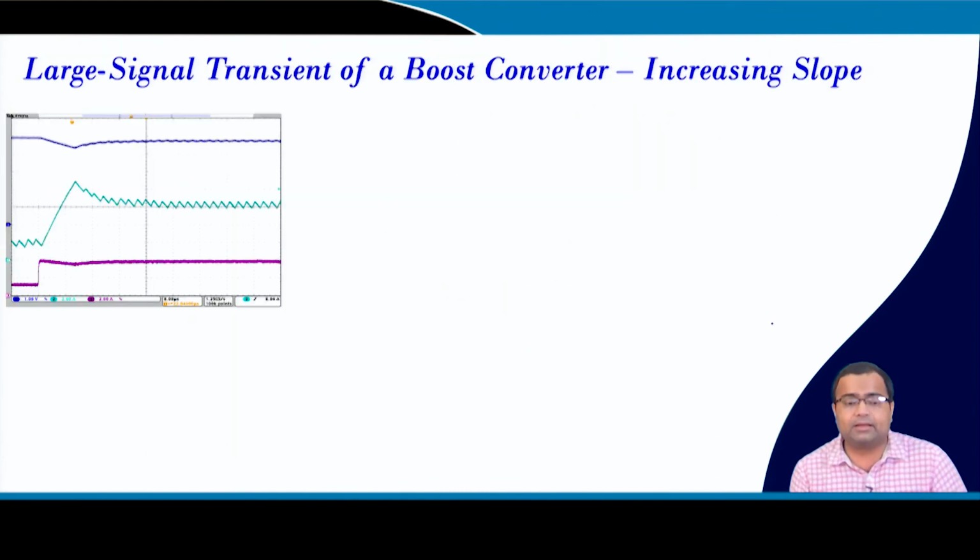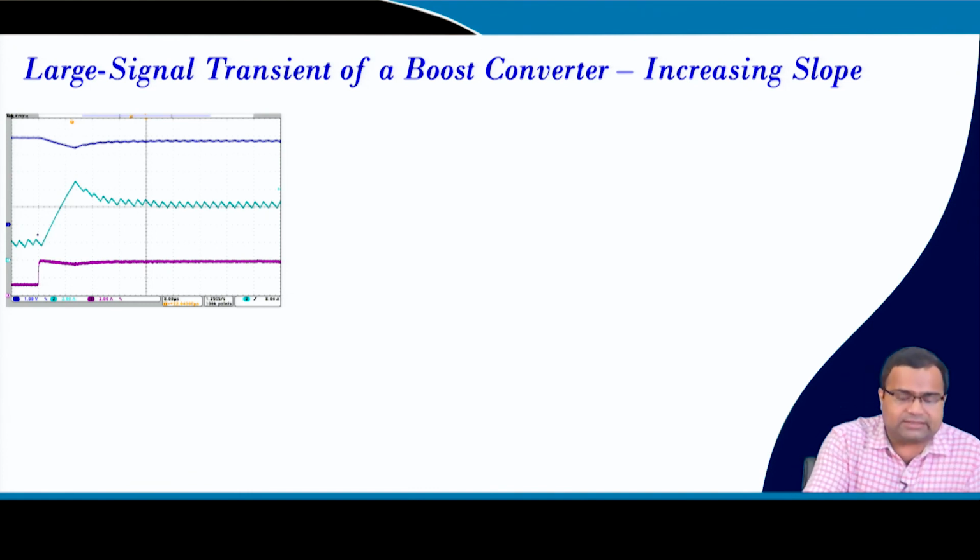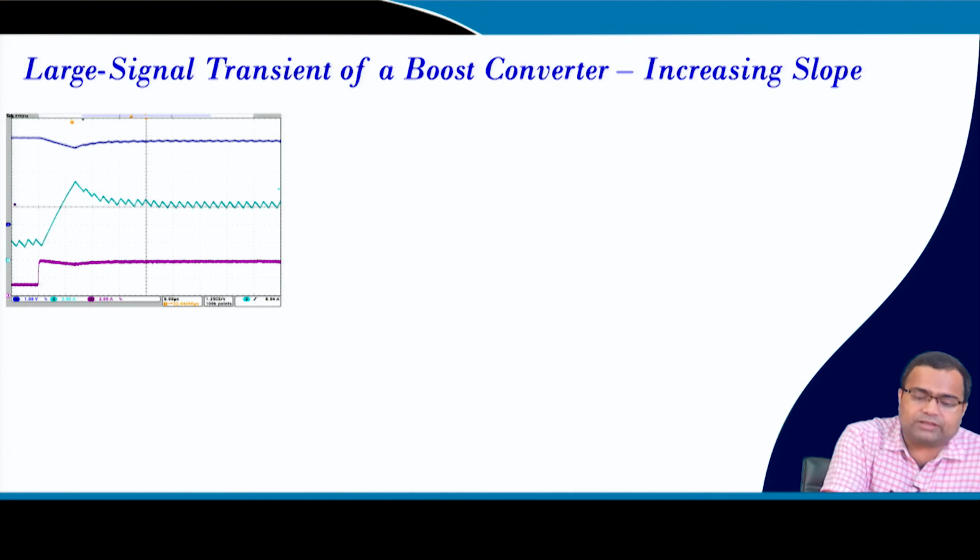Now, if we take an experimental case study, this is the output voltage and you can see 1 volt per division, so it is a 5 volt output, and the input is 3.3 volt.